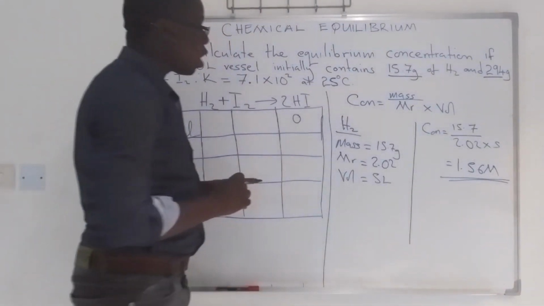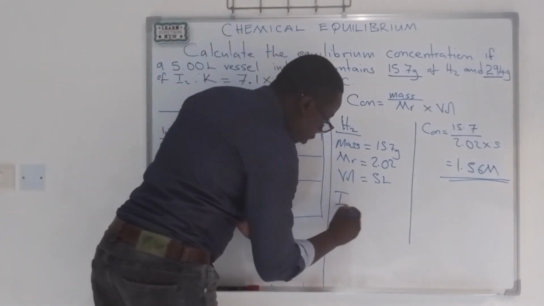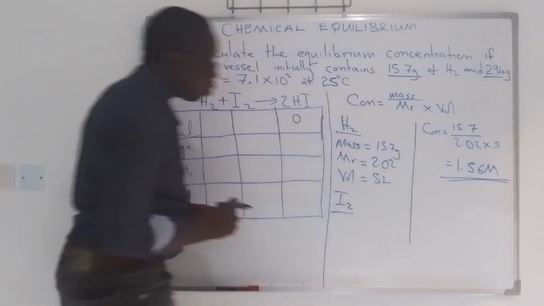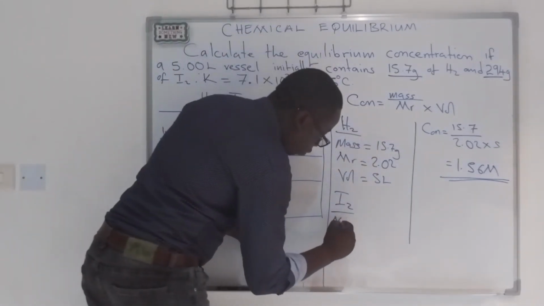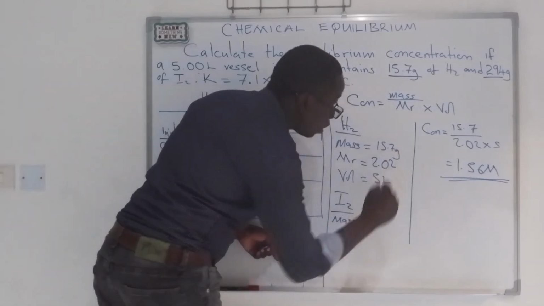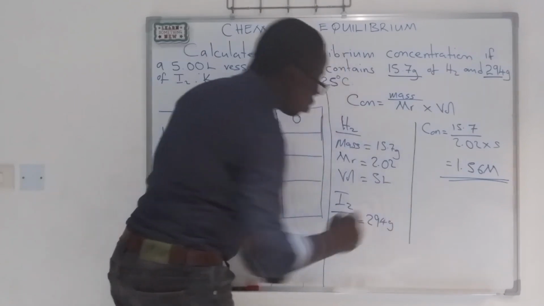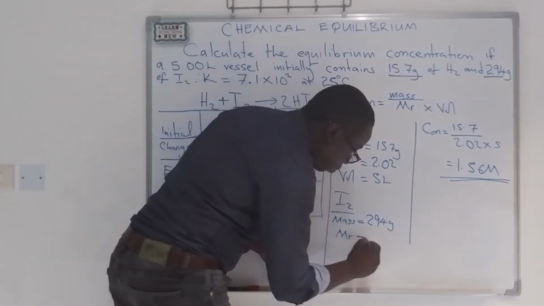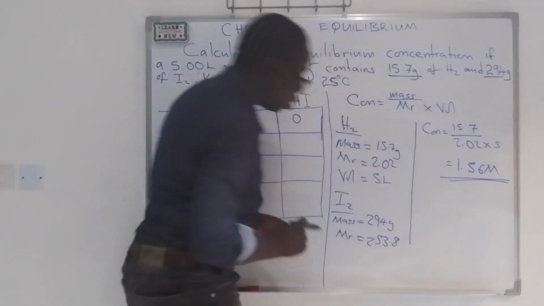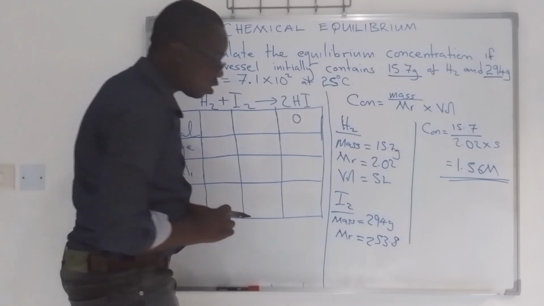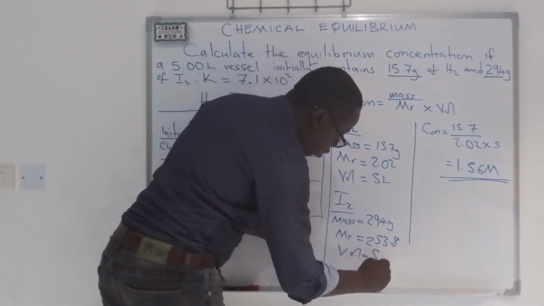Let's look now at iodine. For iodine, what data do we have? The information that we have is the mass for iodine, which has been given as 294 grams. The molar mass for iodine is 253.8. Then we also have the volume. The volume is the same, which is 5 liters.